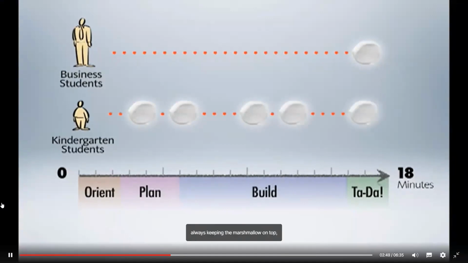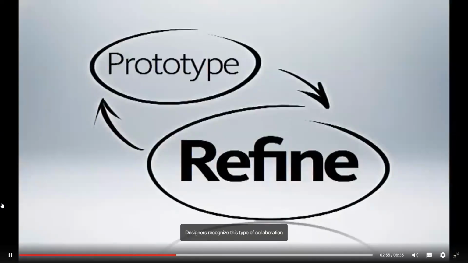What kindergartners do differently is that they start with the marshmallow and they build prototypes, successive prototypes, always keeping the marshmallow on top. So they have multiple times to fix, and they build prototypes along the way. So designers recognize this type of collaboration as the essence of the iterative process. And with each version, kids get instant feedback about what works and what doesn't work. So the capacity to play and prototype is really essential, but let's look at how different teams perform.